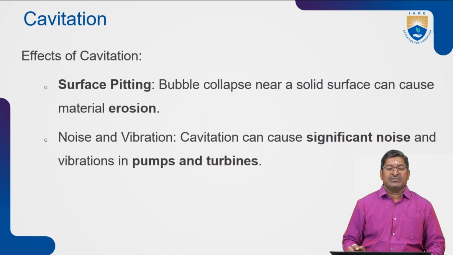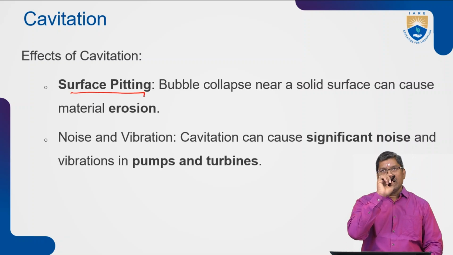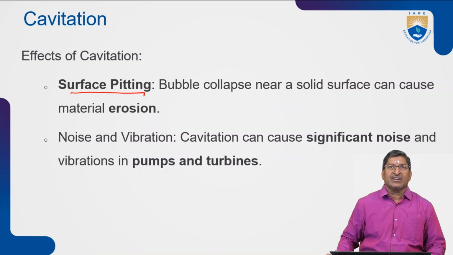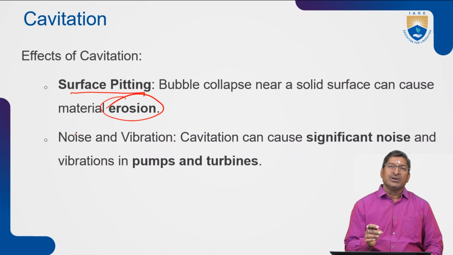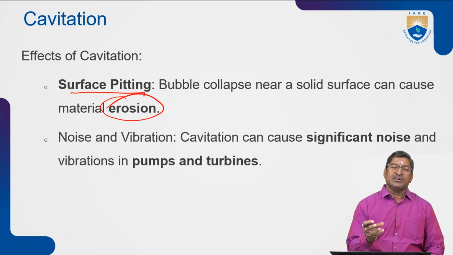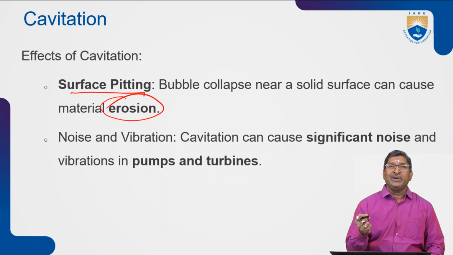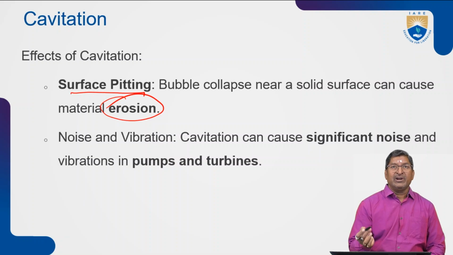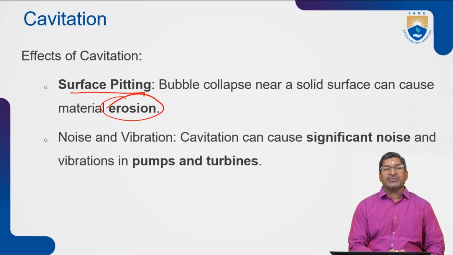Effects of cavitation. Here you can see surface pitting. What is that? The bubble collapse near a solid surface can cause material erosion. After forming, these bubbles go back into liquid form by collapsing. While collapsing, there is a pitting action where it hits the surface of the material, it may be iron or any other material, and that material will be eroded. This is called surface pitting.